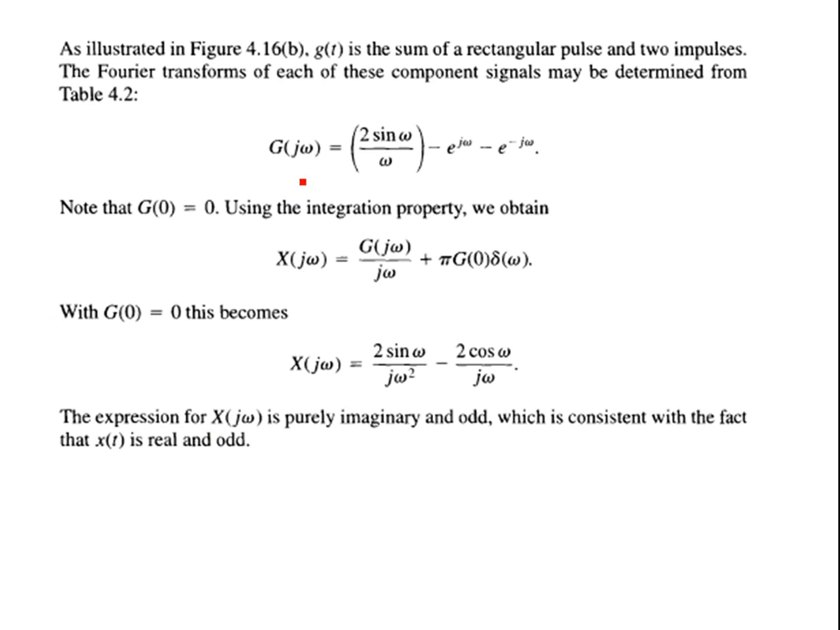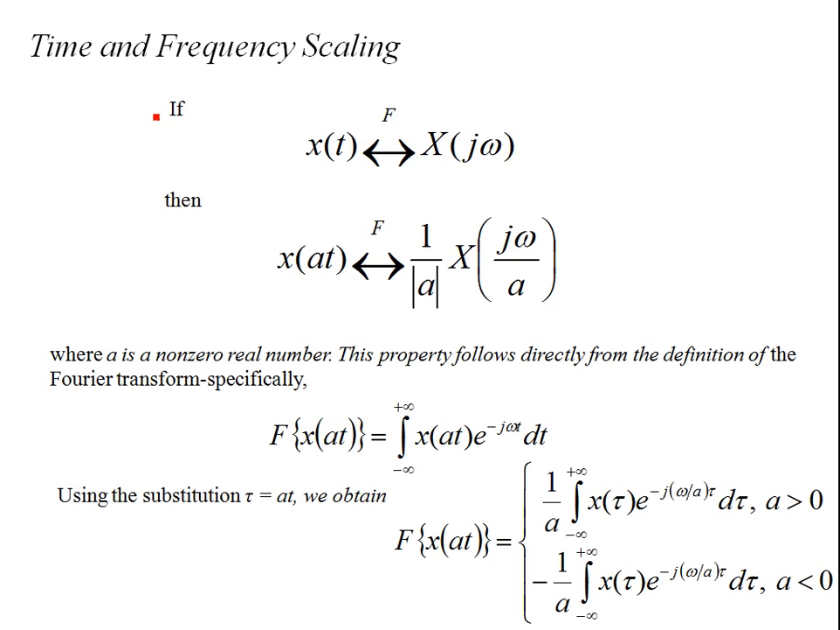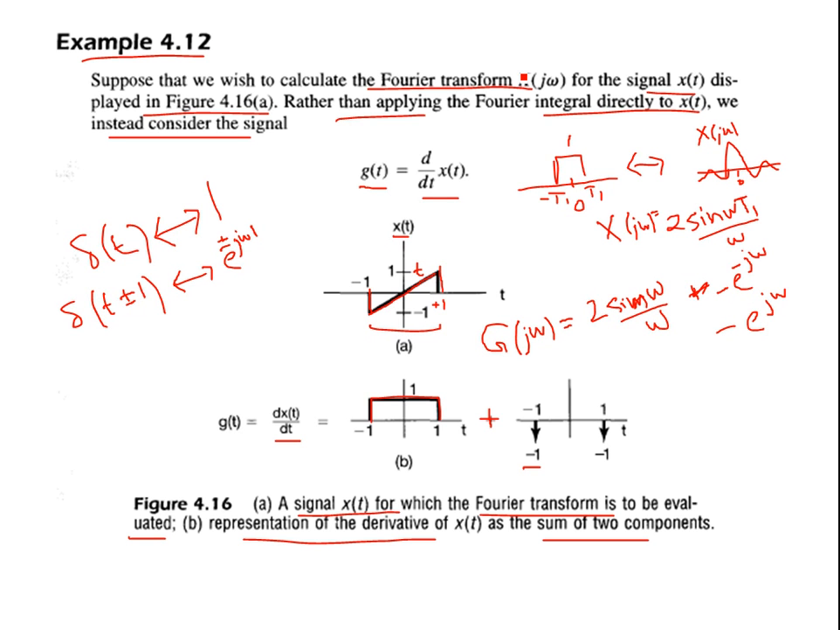You see the same thing over here. So you see, as illustrated in figure 4.16b, g t is the sum of a rectangular pulse and two impulses. The Fourier transform of each of these component signals may be determined from table 4.2. So all we have done is to relate the Fourier transform of a rectangular pulse with the sinc function, and we've used this with the linearity property. Instead of plugging x t directly into the Fourier integral and finding this Fourier transform out, we have made ourselves comfortable.